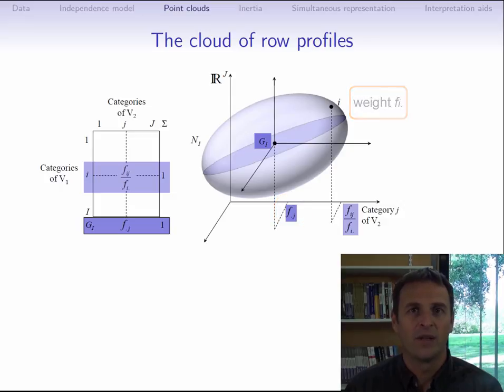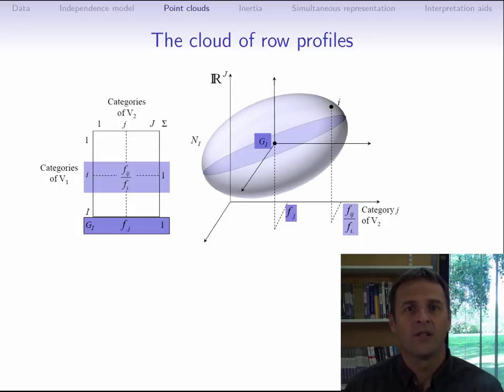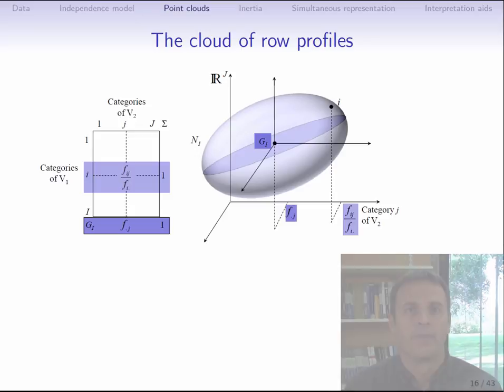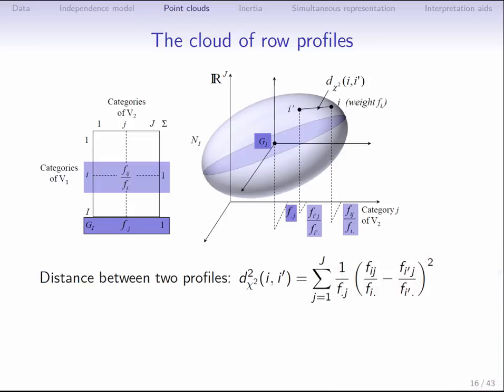In this space, what interests us the most is to compare the positions of the row profiles i with the mean profile. For this, we are first going to take the mean profile and translate it to the origin, and the other points along with it. In this space, we need to be able to calculate distances.